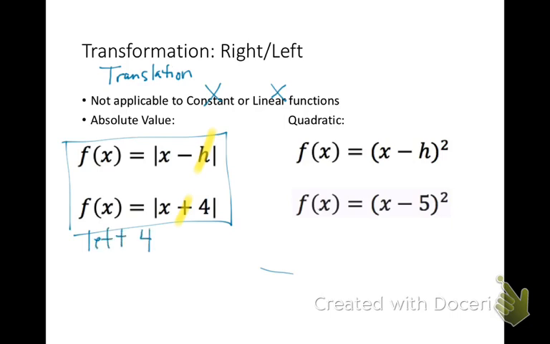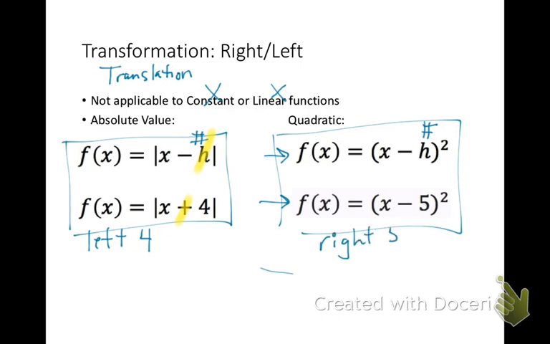Now underneath quadratic, write down first in general what it's going to look like. See how the h value, which is a number, is right inside the parentheses of the quadratic. Just like with the absolute value, it's inside the absolute value bars. So an example that you can write underneath it is x minus 5. This will actually shift the graph right 5.